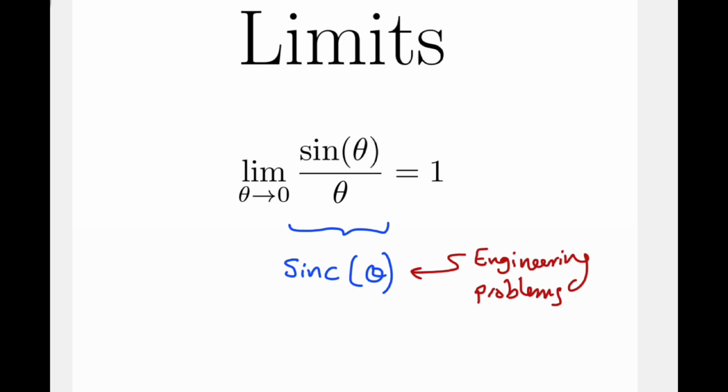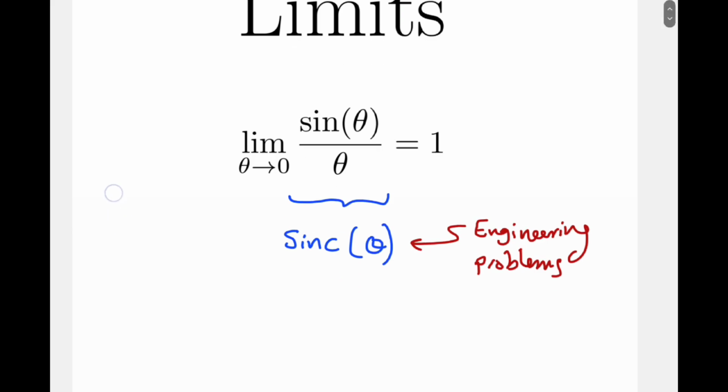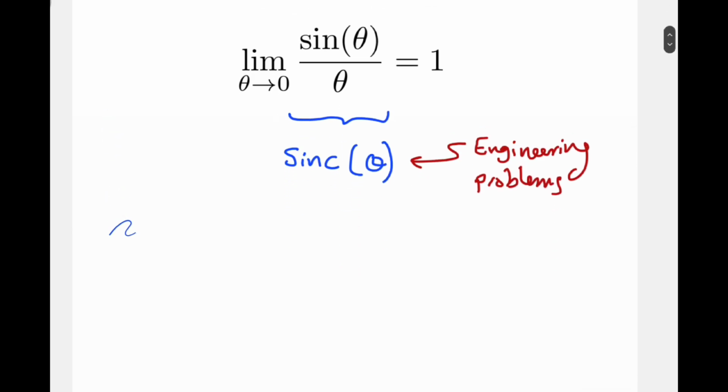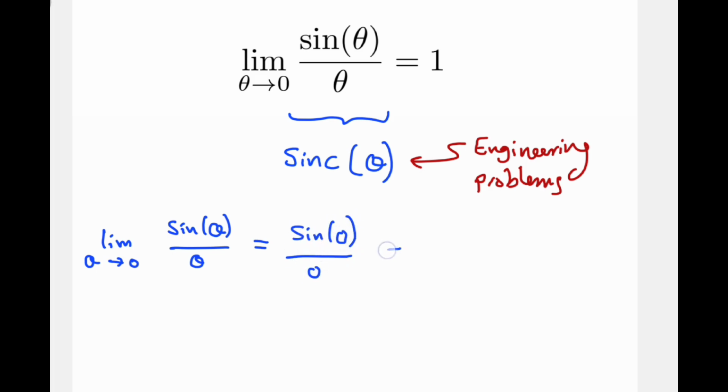Now, if you do a direct substitution of the value 0 in the sinc function, what we get is the limit as theta approaches 0 of sine theta divided by theta. Direct substitution will lead to sine 0 divided by 0, and sine 0 is 0, so 0 divided by 0 is an undetermined case.